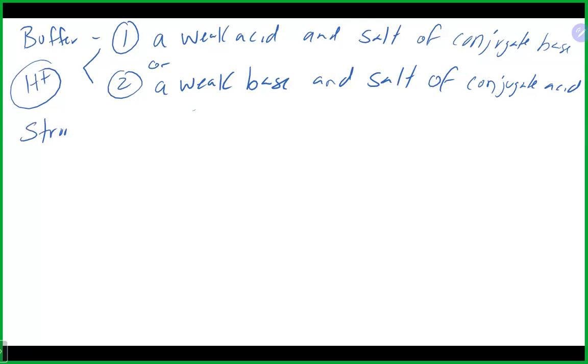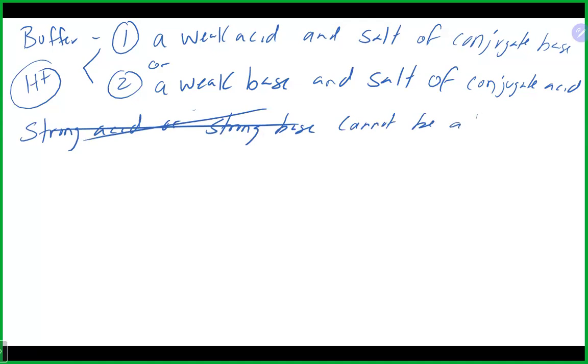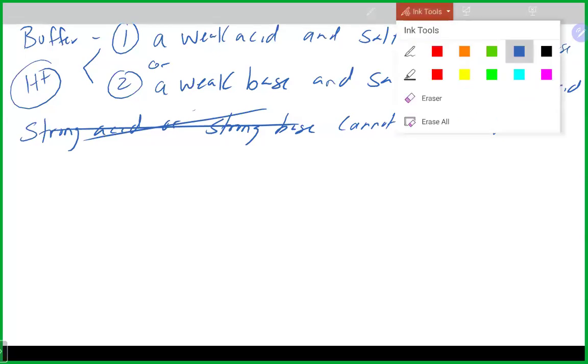So if there's a strong acid or a strong base, that cannot be a buffer. Now, why is that? It's really because the way a buffer works is it has to have an acid part in the solution and a base part in the solution at the same time. So you have to have actually both of these things listed up here in the solution at the exact same time.